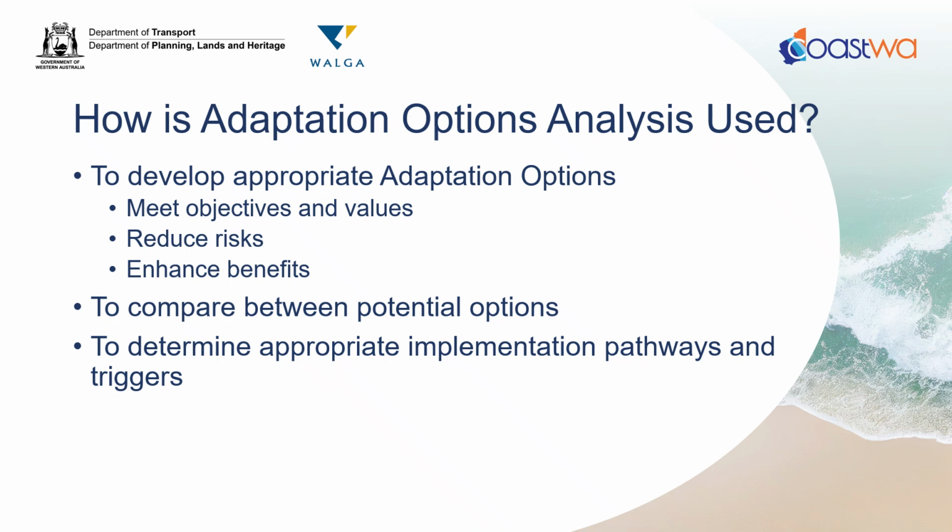The adaptation options analysis is then used to develop appropriate adaptation options. So it would develop a range of options or develop, refine and further develop options which would meet the objectives and values which have been agreed upon, which would reduce the risks of impact from coastal hazards, and would enhance the benefits to the community. It's used to compare between the potential options. There may be a wide or narrow range of options which may be appropriate. The adaptation options analysis then compares those various options and is then used to determine an appropriate implementation pathway and relevant triggers.